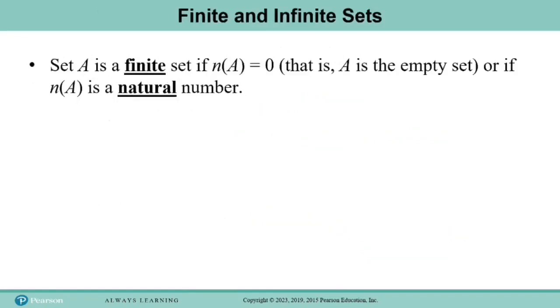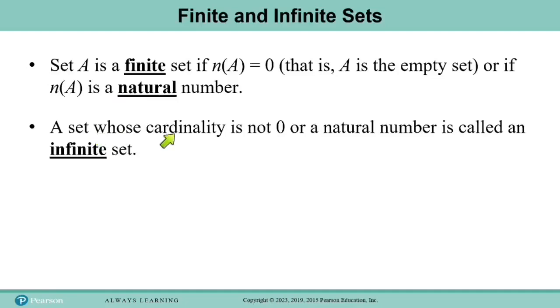Now let's talk just a little bit about finite and infinite. Set A is a finite set if the cardinality of A is 0, in other words, if A is the empty set, or if the cardinality of A is a natural number. A set whose cardinality is not 0 or a natural number is called an infinite set.